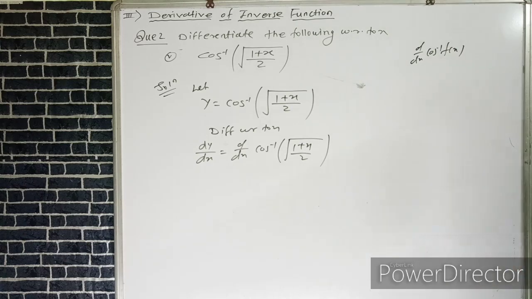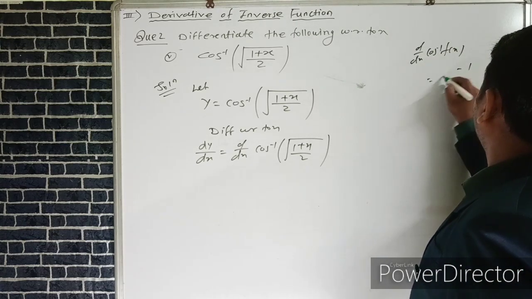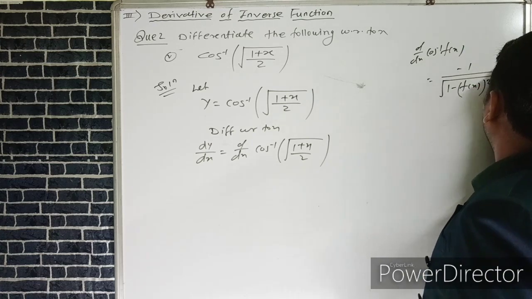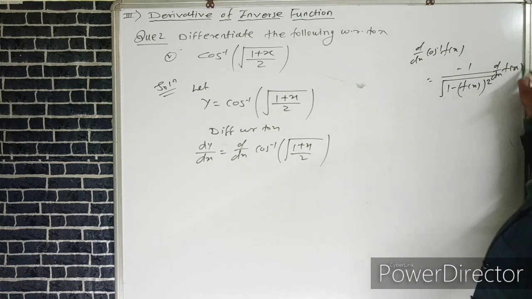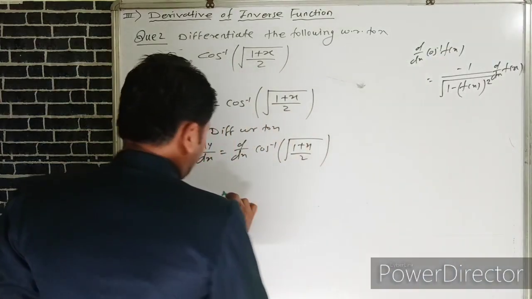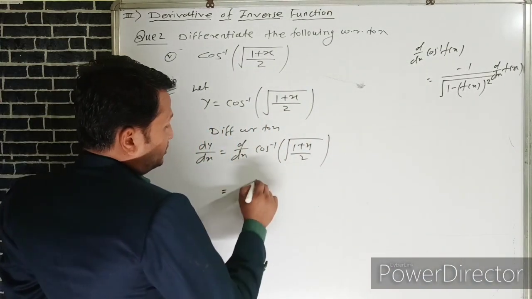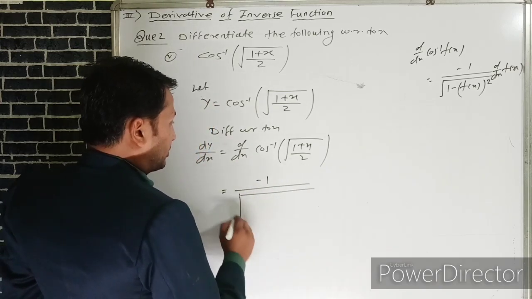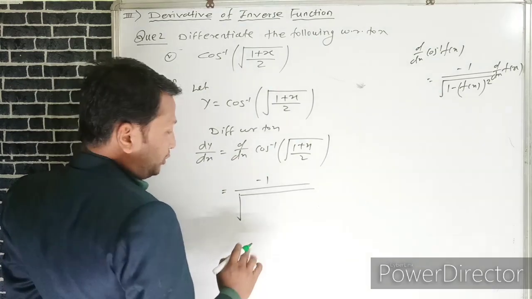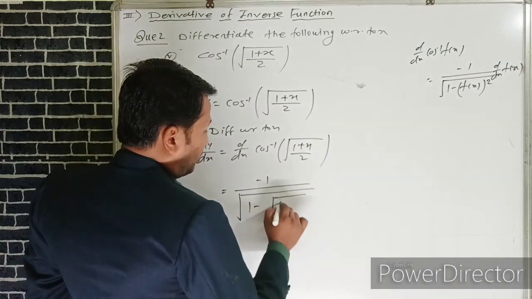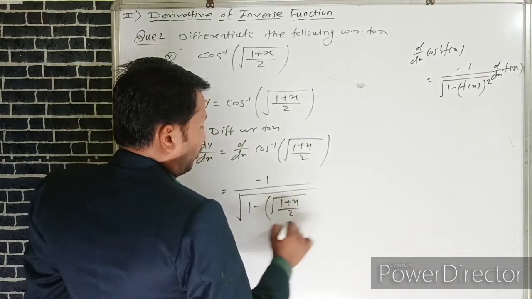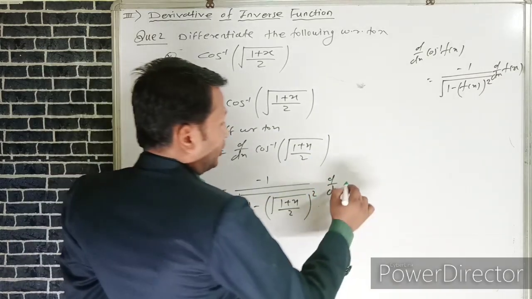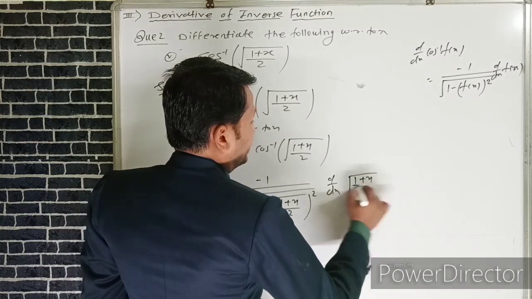We know that the derivative of cos inverse f(x) is minus 1 upon under root of 1 minus (f(x)) whole square, into again a derivative of f(x). Similarly, we can write the derivative of cos inverse as minus 1 upon under root of 1 minus, here f(x) is under root of (1 plus x) upon 2, whole square, and we take again a derivative of the considered function, which is under root of (1 plus x) upon 2.